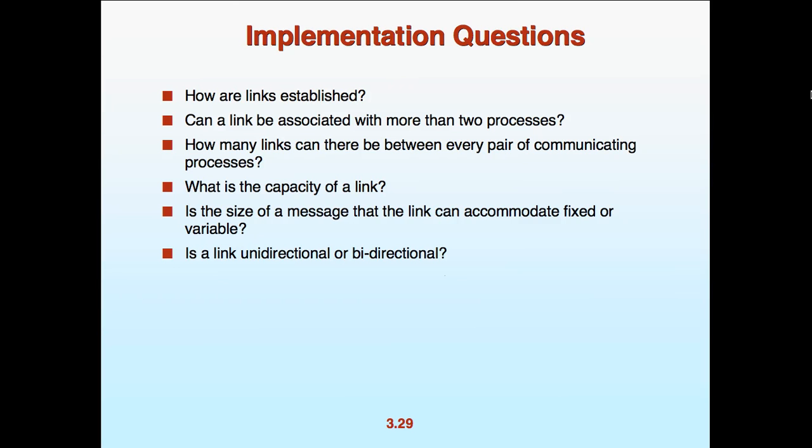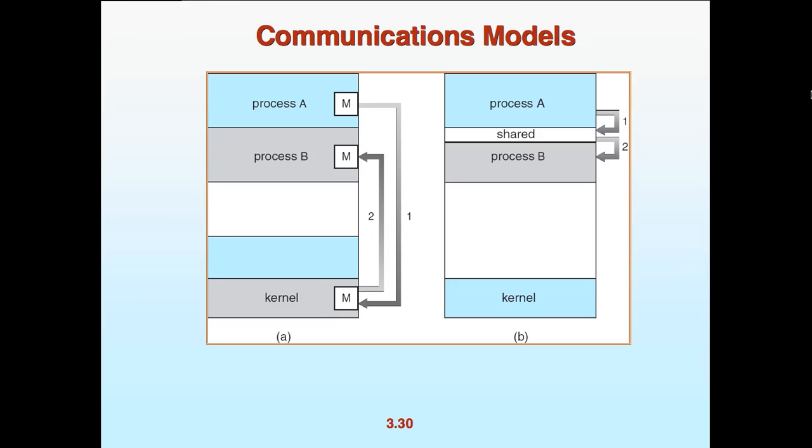And can the link accommodate fixed or variable information in terms of the size of the message? And is the link unidirectional or bidirectional? Are we going to send messages back and forth? Or is it going to be more like a dictatorship, where one process tells another process what to do all the time, and the other process says okay, never fights back?